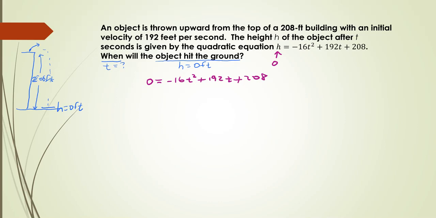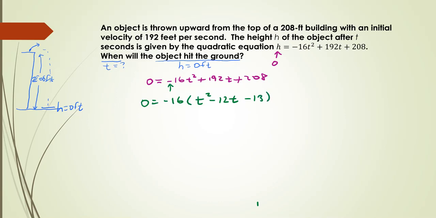Now, I'm hoping 16 goes into all the terms. I'm going to use my calculator to check. If not 16, maybe 8 or 4. Just trying to make that 16 smaller would make the factoring easier. It turns out that 16 does go in. And since my first term here is a negative, I'm actually going to factor out a negative 16. And it's going to go in t squared minus 12t and then minus 13. And that makes things a lot more manageable.